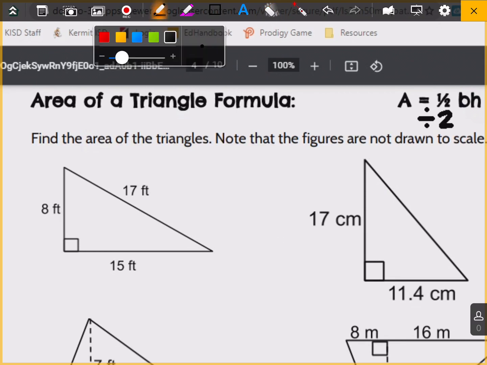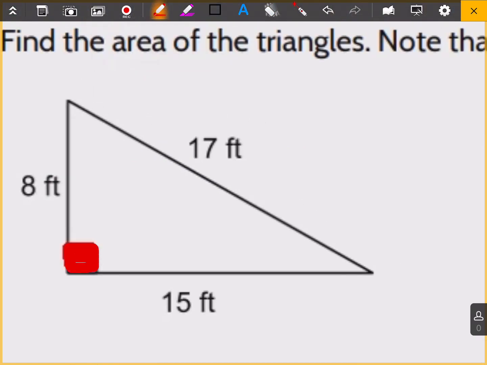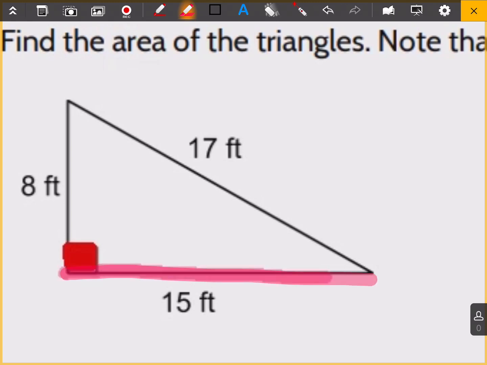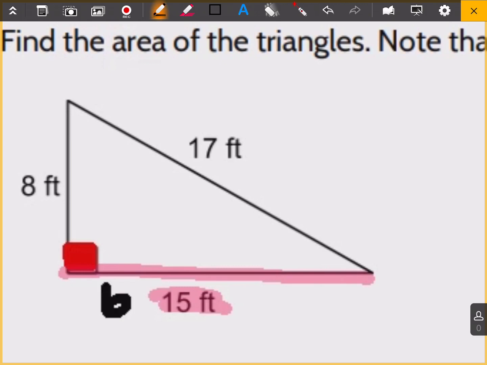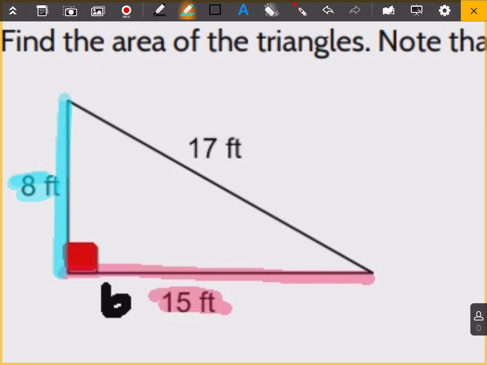The one thing I want you to look for is that right angle. That's going to be your end all be all. It tells you exactly what you need and what you don't need. So I would choose 15 feet as my base. The one that touches that right angle is 8 feet. This is going to be my height. This 17 is completely useless. Because of that right angle right there, this is useless information, just like we saw with the parallelograms yesterday.